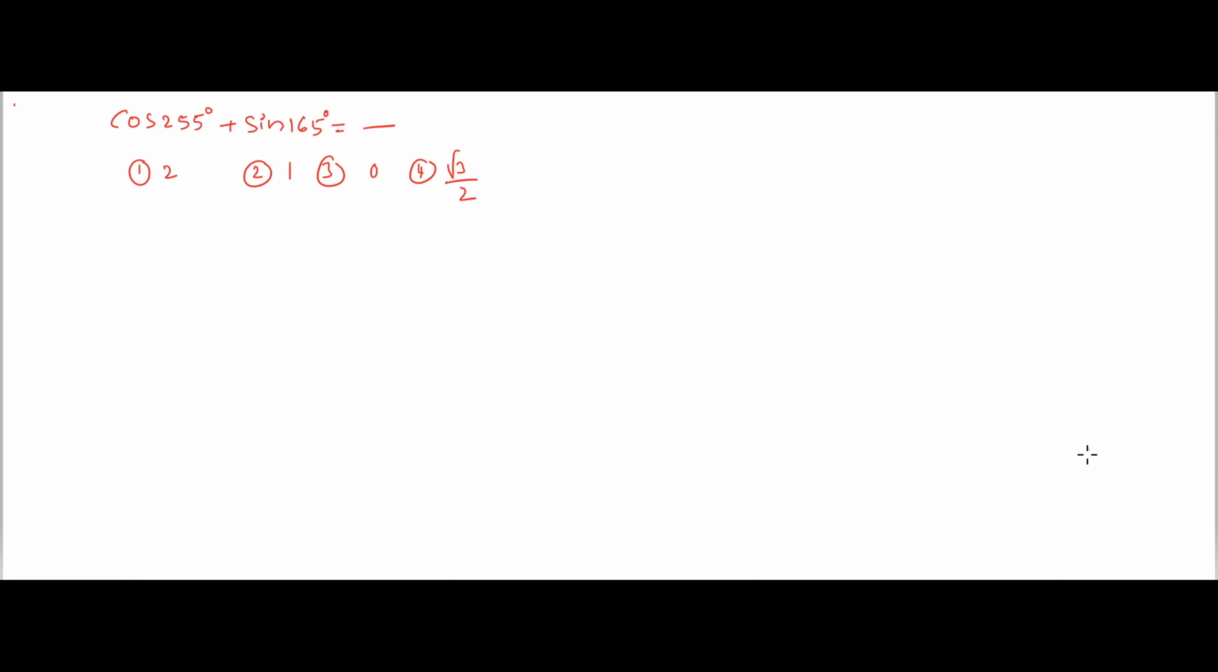cos 255 degrees plus sin 165 degrees is equal to dash. So here is given cos 255 degrees, so that is equal to cos of 270 minus 15 degrees. Here 270 minus theta lies in the third quadrant. In the third quadrant cos is negative. Here is 270, cos changes to sin, that is sin 15 degrees.